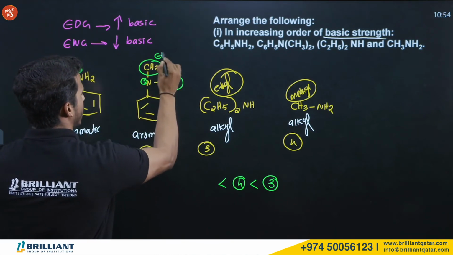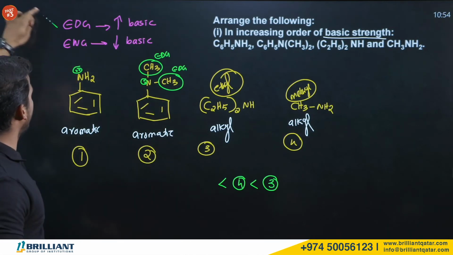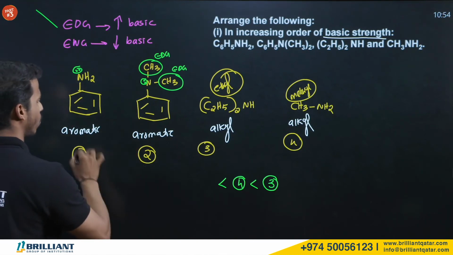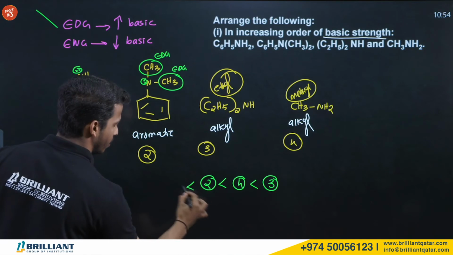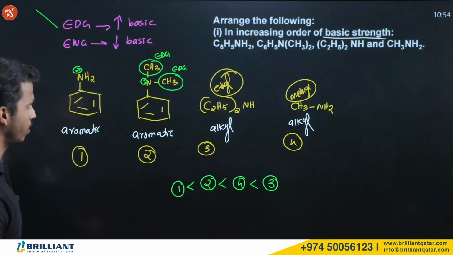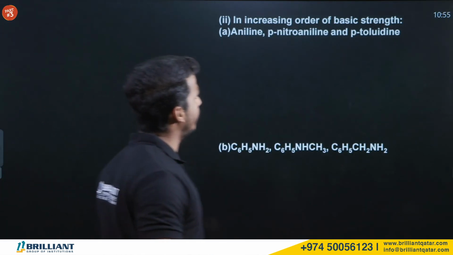You know, methyl groups are donating groups. A donating group can increase the basic character. Right. So when you consider 1 and 2, 2 contains electron donating groups, so 2 is a little more basic. So the first one is least, the third one most. Clear?